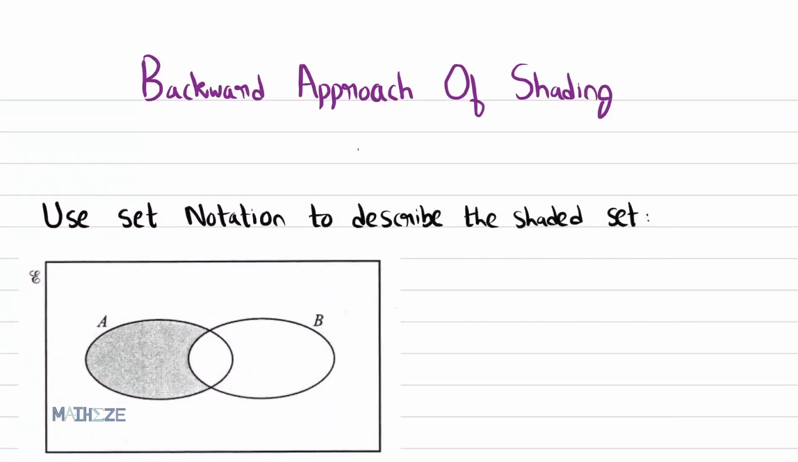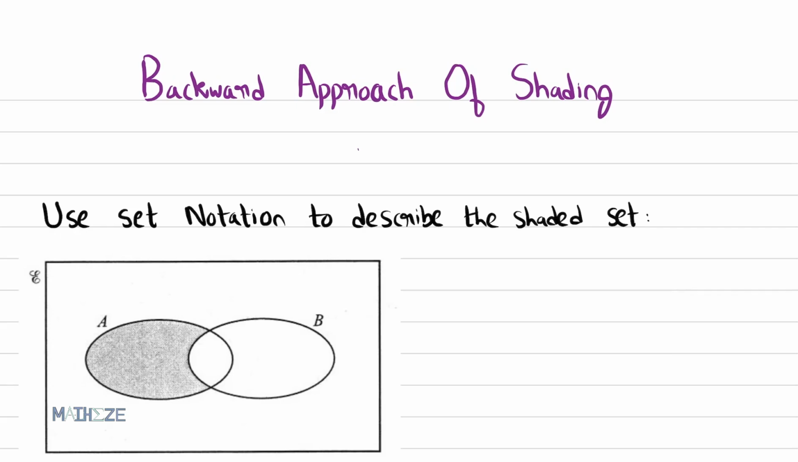Hi guys. In this lesson, I'll be talking about the backward approach of shading. What's the backward approach of shading? In these types of questions, you are given a shaded Venn diagram and you are supposed to write down the set notation. In the shading questions, you are given set notations and you are supposed to shade. Here it's backward. How will you solve such questions? Guys, there is no trick to solve these questions. You need to use your brain, you need to think and solve. There is no other way. But you can recheck your answer, and that's how you'll be sure whether you have answered correctly or not.